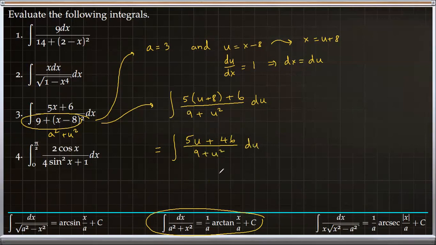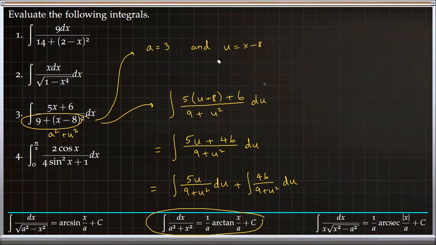Now I can write this as two integrals. Integral of 5u divided by 9 plus u squared du plus integral of 46 divided by 9 plus u squared du. Okay, so we are going to treat these two separately. Let me erase all of these so that we have some space. But I'm going to leave this part as it is.